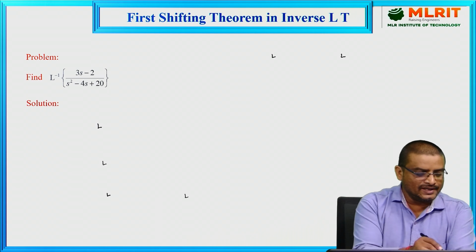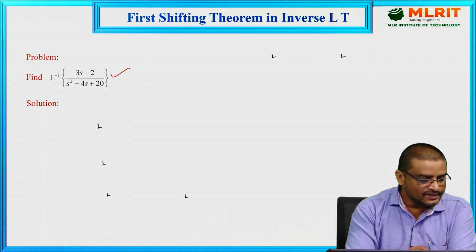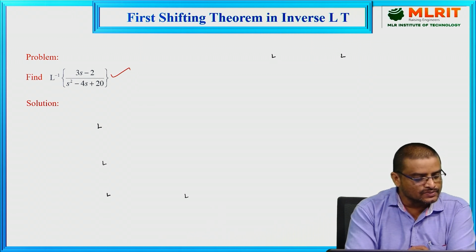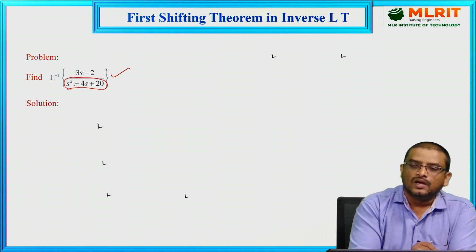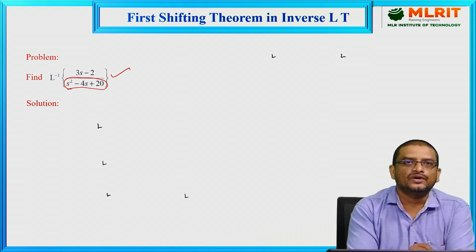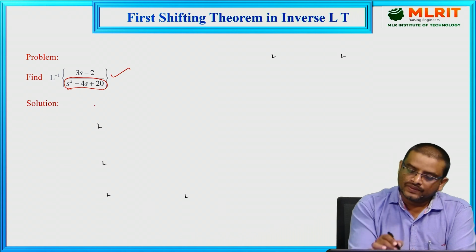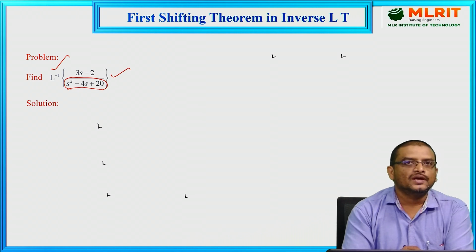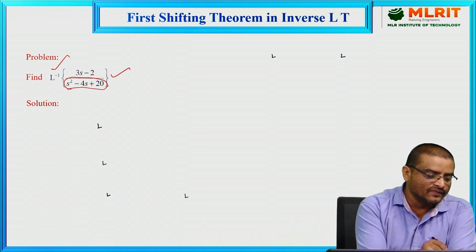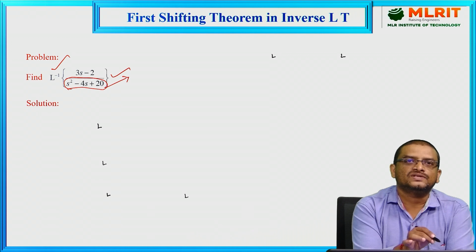Now let us take this problem. L inverse of 3s minus 2 by s square minus 4s plus 20. First you concentrate on the denominator and check whether that denominator s square minus 4s plus 20 is possible to split into linear factors or not. If it is possible to split into linear factors, then we can apply partial fractions and find the L inverse. Suppose the quadratic polynomial in the denominator is not possible to split into linear factors, then we have to take the help of this first shifting theorem.